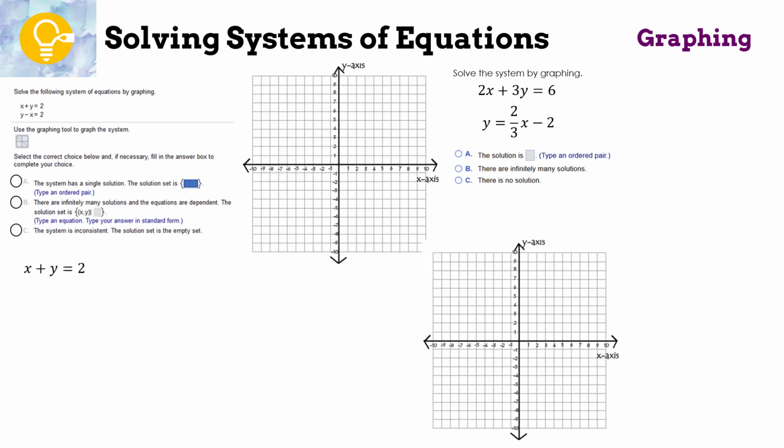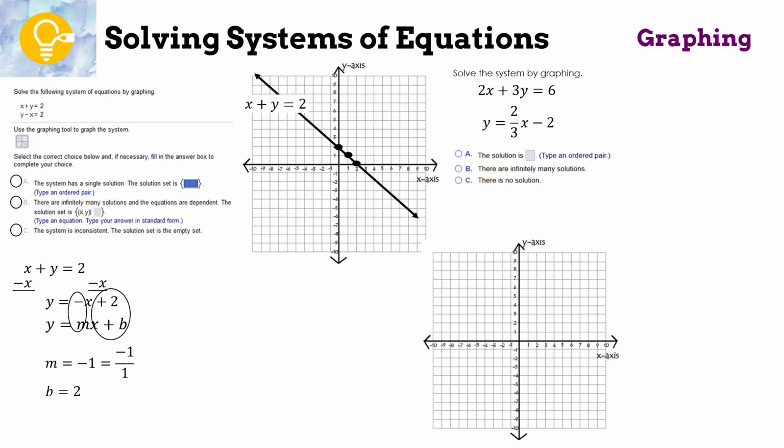We're going to graph the first equation, x plus y equals 2. I'm going to subtract x from both sides, and right away we get our slope-intercept form, y equals negative x plus 2. I'm going to circle my slope, which is negative 1. I'm going to write it as negative 1 over 1 for my rise over run. And my y-intercept is 2. We graph the y-intercept first, and then we're going to go down 1 over 1, down 1 over 1 for our slope, draw the line, and label it.